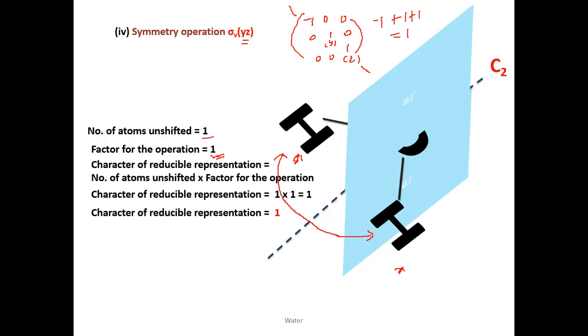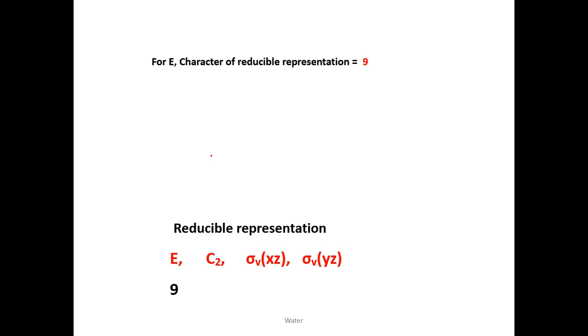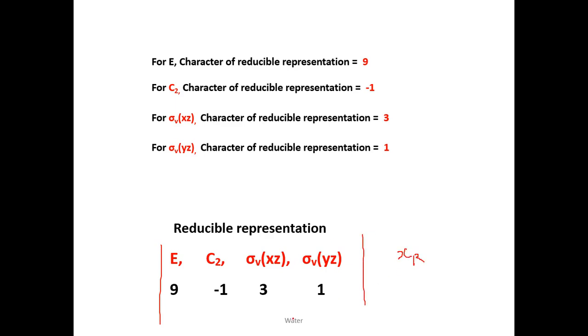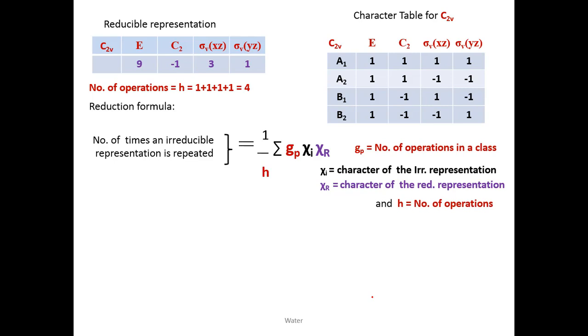Now we will sum up these 4 operations. For E the character is 9, for C2 the character is -1, for sigma v xz the character is 3, and for sigma v yz the character is 1. This is the reducible representation which we have, and these numbers are known as the characters of the reducible representation: 9, -1, 3 and 1. Now we have to reduce this reducible representation.